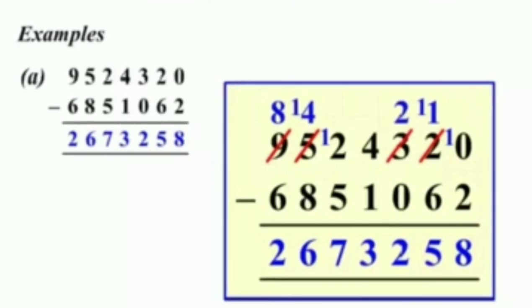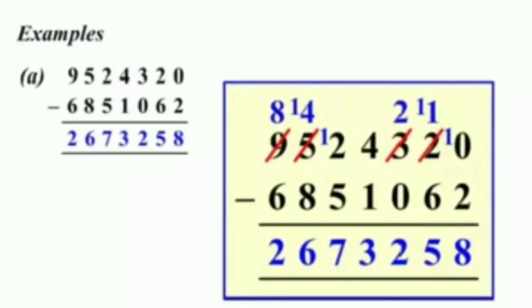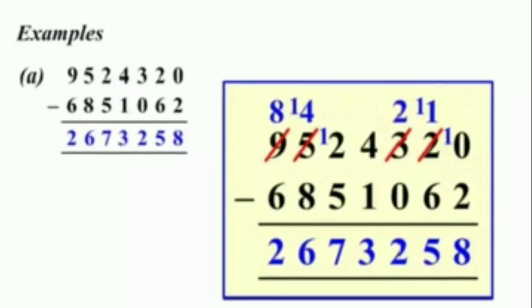Firstly, look at the ones place. Here, minuend has 0 and subtrahend has 2. Since 2 cannot be subtracted from 0, we have to borrow a digit from the nearby tens place digit. That is, the number will become 10. So, we will subtract 2 from 10 and get the difference as 8.